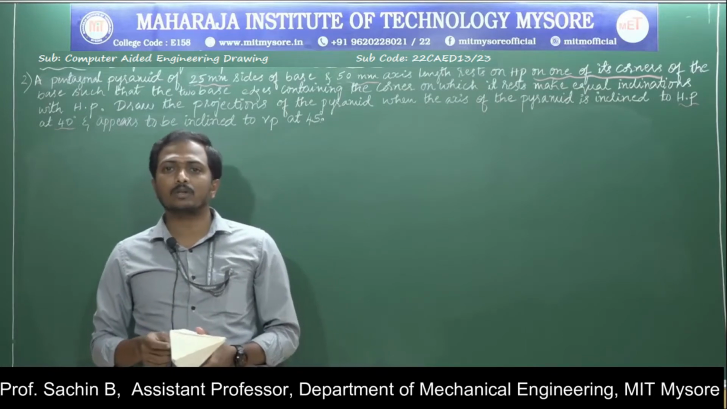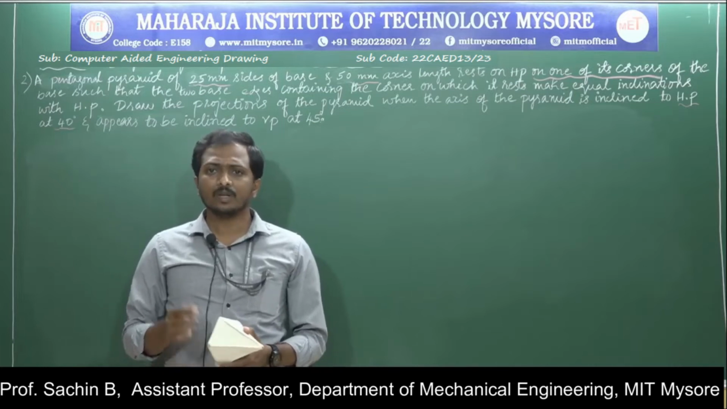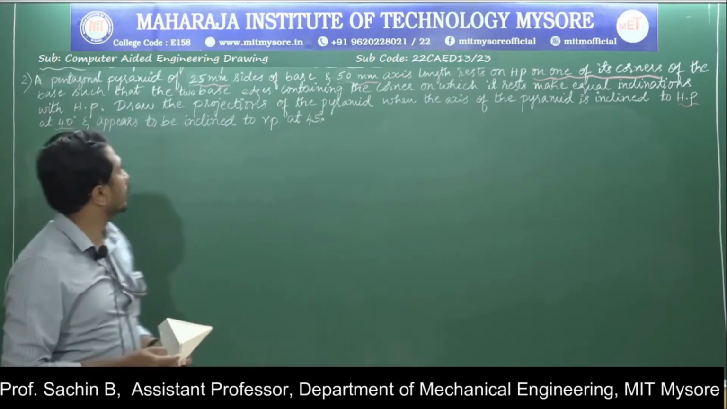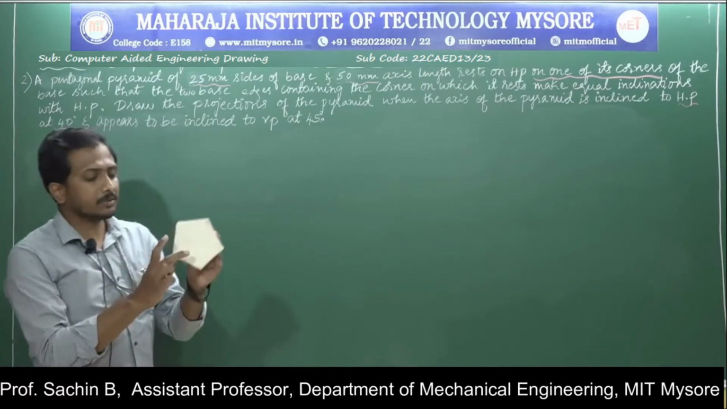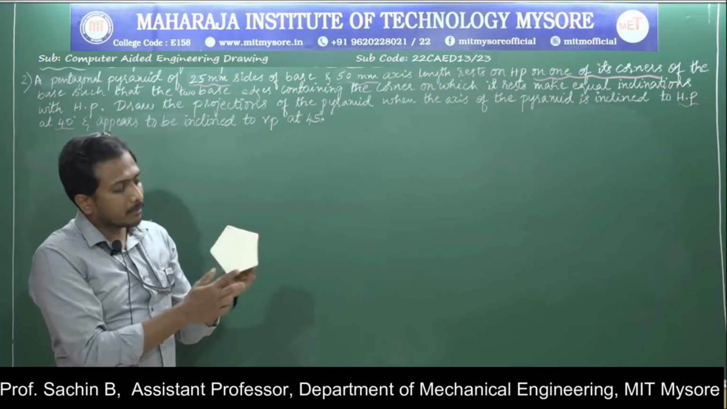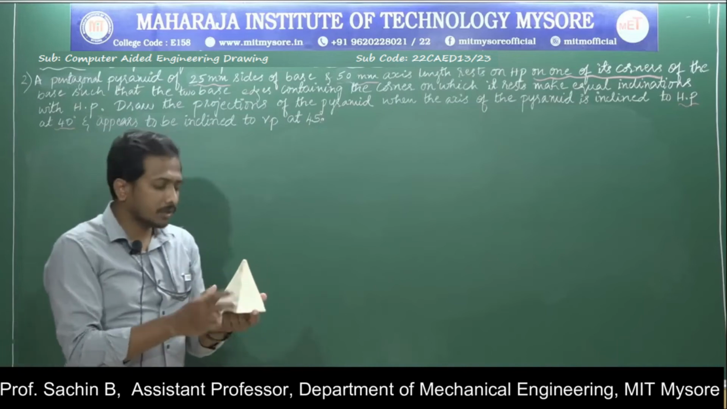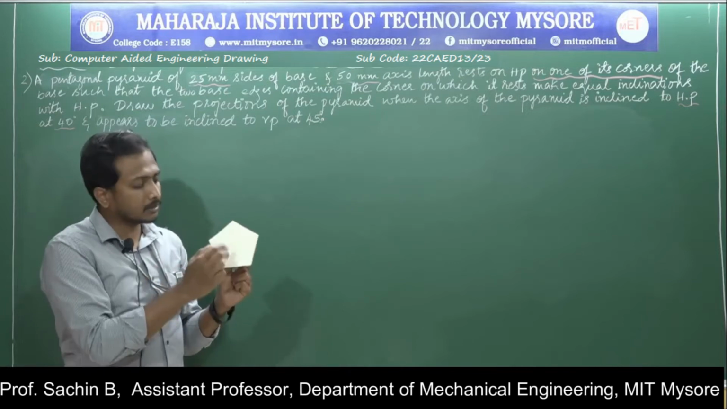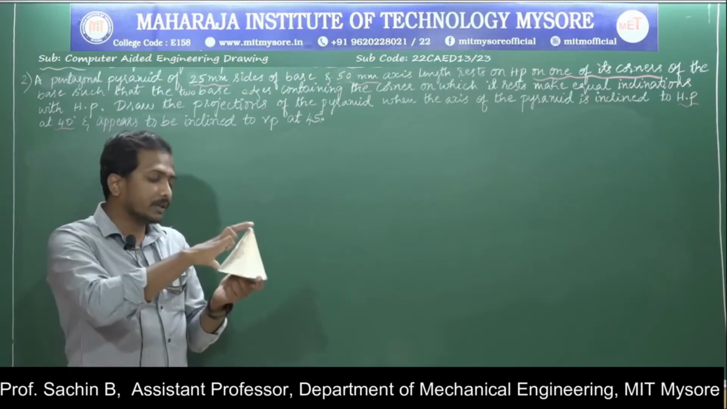In today's lesson, let us learn how to construct the pentagonal pyramid purely resting on one of its corners. Let us read the question first, then I will explain how to solve the problem. The pentagonal pyramid of 25 mm sides of base, with 5 sides of the same length, and 50 mm axis length. If I measure the axis length, this is the apex point. From the apex point to exactly the center of the pyramid, the axis connects. That is the length given.